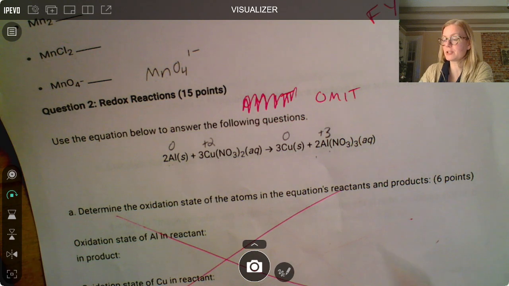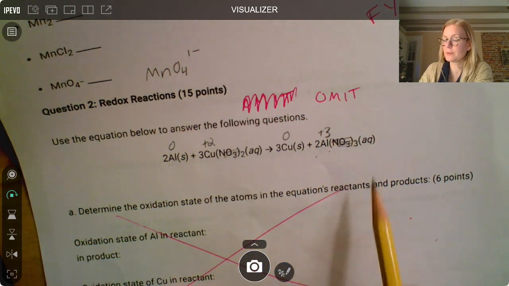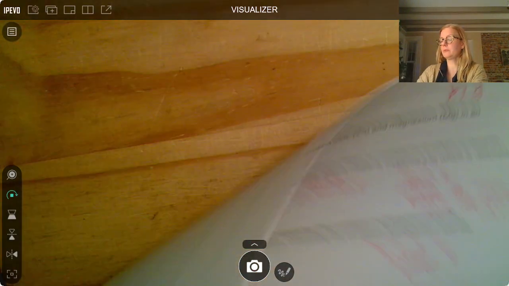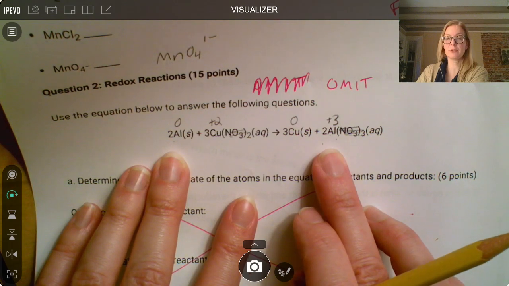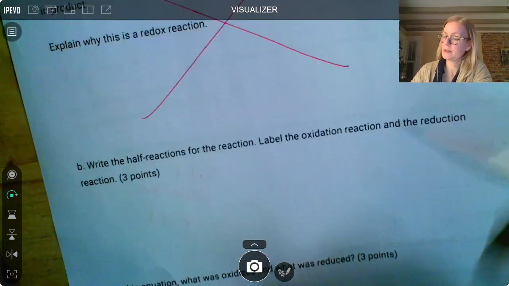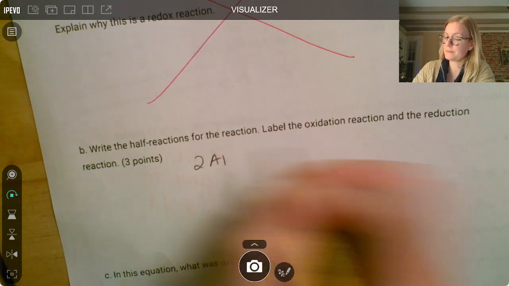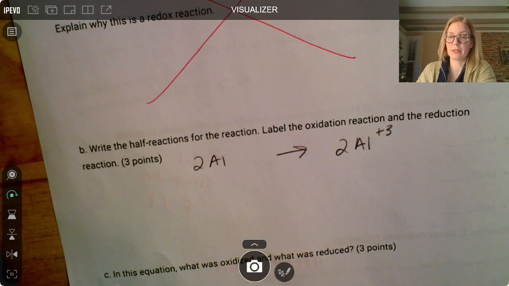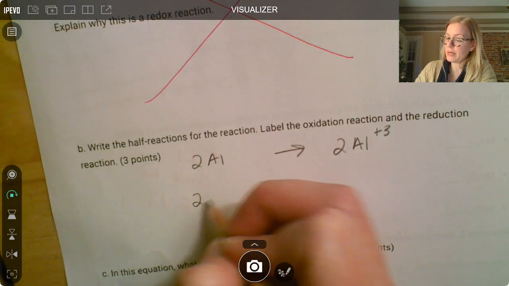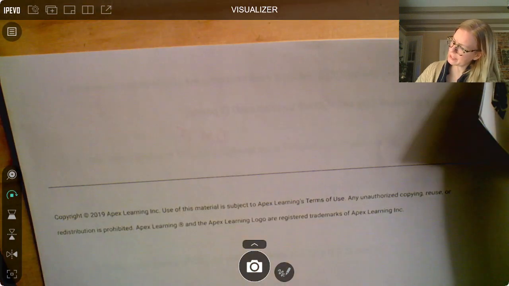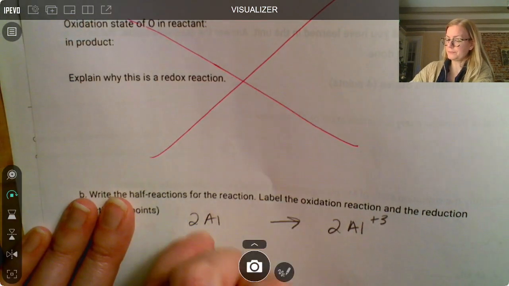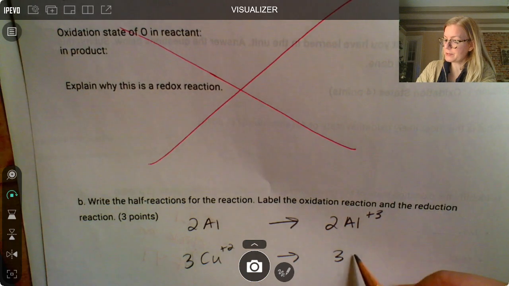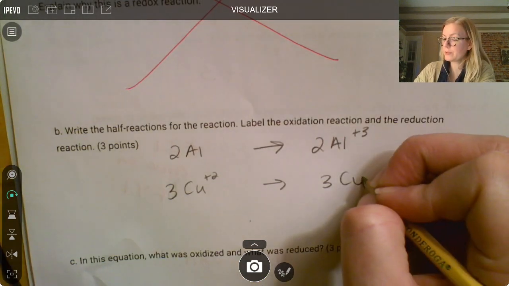So when we write the half reactions, we don't deal with the NO3s. We just focus on the elements that were oxidized and reduced. Okay, so we have 2 aluminums becoming 2 aluminums with a +3 charge. So one of the half reactions was the 2 aluminums becoming 2 aluminums with a +3 charge. And then we had the 2 coppers, or was it 2 coppers? No, it's 3 coppers with a +2 charge, turning into 3 coppers with no charge. Okay, so those are the half reactions.